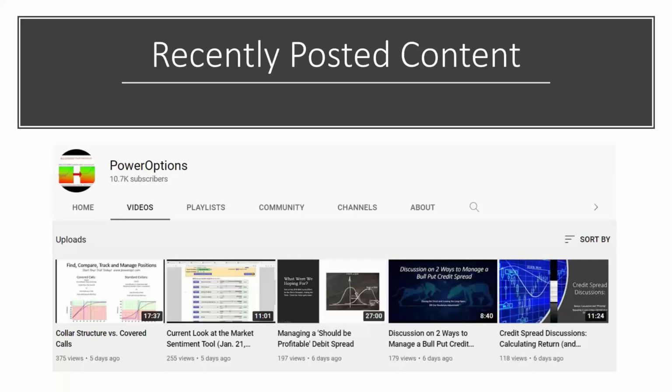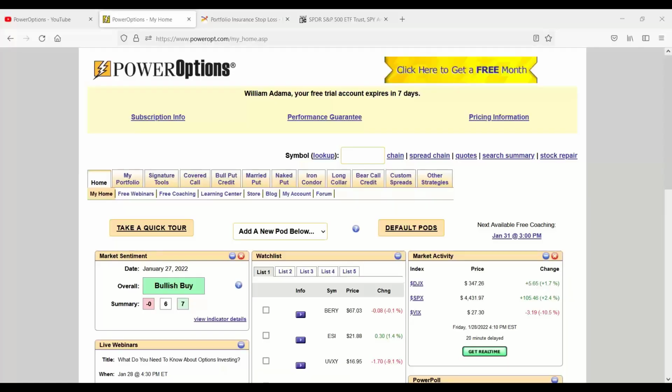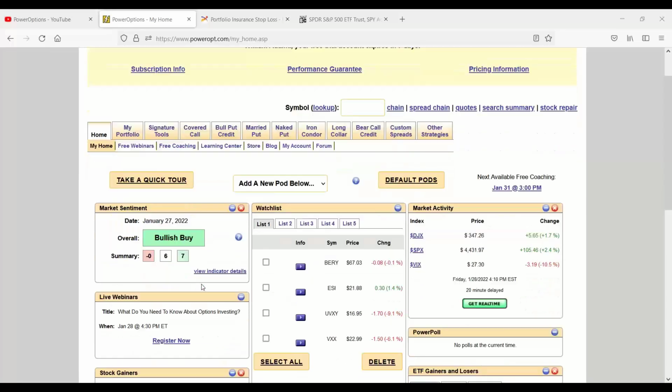All that being said, we're going to navigate over to the Power Options suite of tools now. Now, I had a couple discussions this week. Well, we're at the market sentiment tool right now. Last week, we were seeing a very bullish buy. We're still showing a bullish buy right now. It's going to update for us probably in the next 15 minutes or so. So we'll check back on there and see if this adjusted anymore. We have seven bullish sentiments at this time, 6 neutral, and no bearish sentiments. We'll see if that changes.